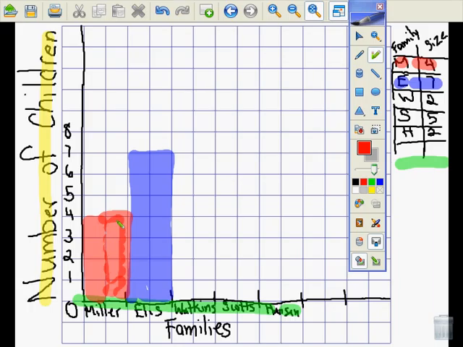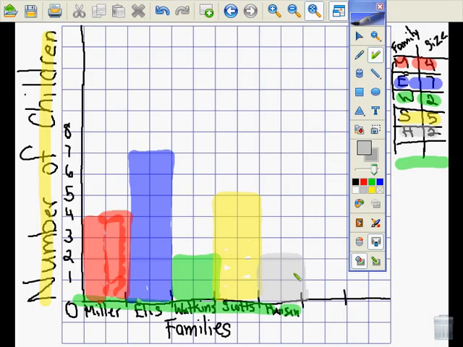Alright, so if we keep going, we've got the green for the Watkins family right here, which they only have 2. And then if we keep going down the line, we have the Scott family, which has 5. So again, 1, 2, 3, 4, 5. And then lastly, we have the Hanson family, which I will do in gray, and they have 2 as well.